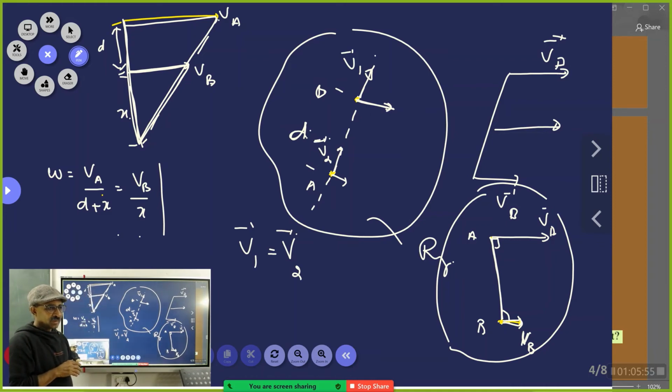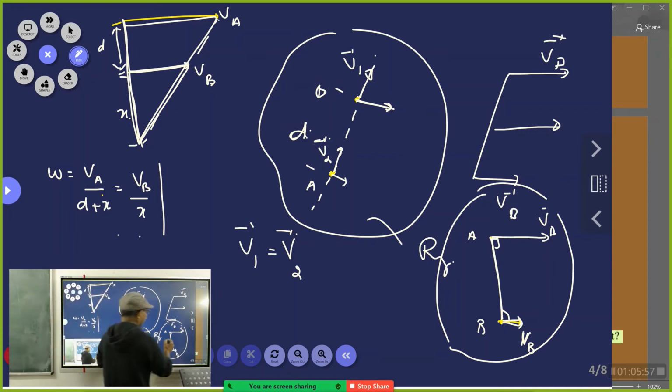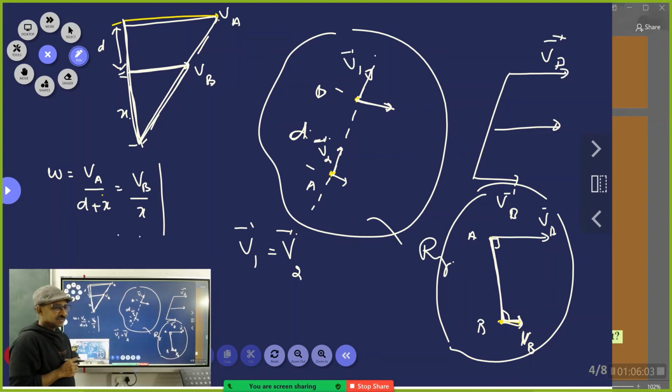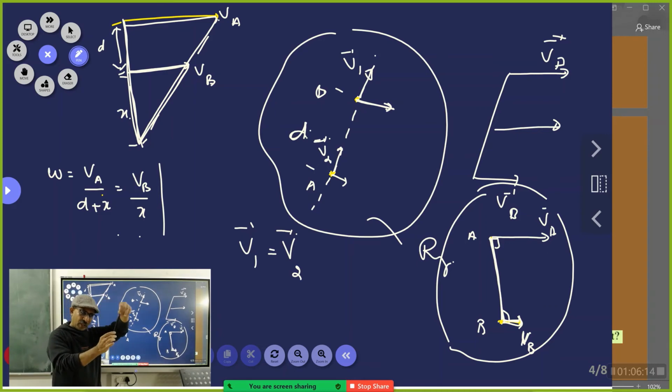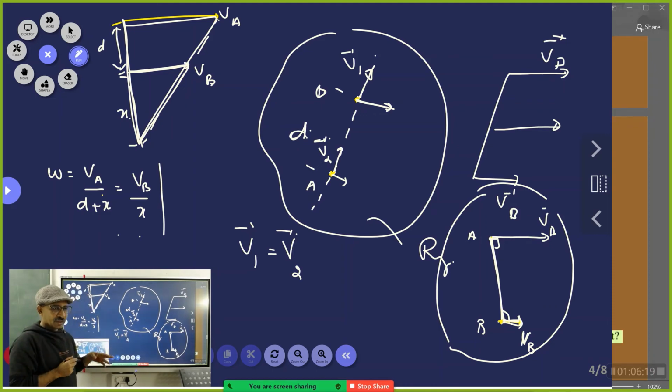This is a rod. Wait, what is your question? This is a rod, then it will translate also and it will rotate also. See here, I pull this. Because of this pull, this will move like this. But then this will also rotate like this. We'll take a numerical and understand this better.